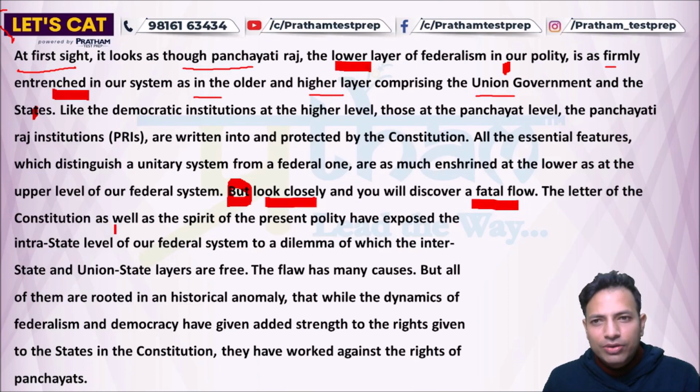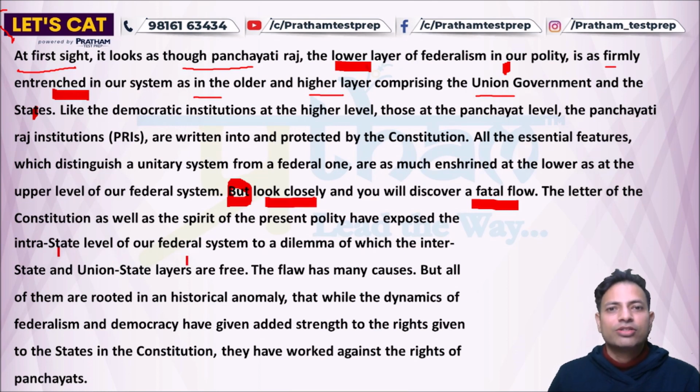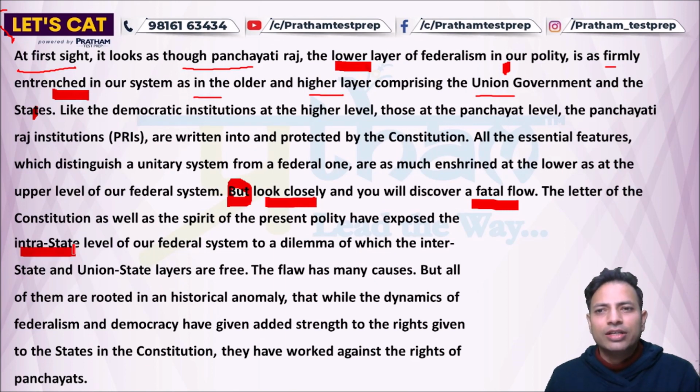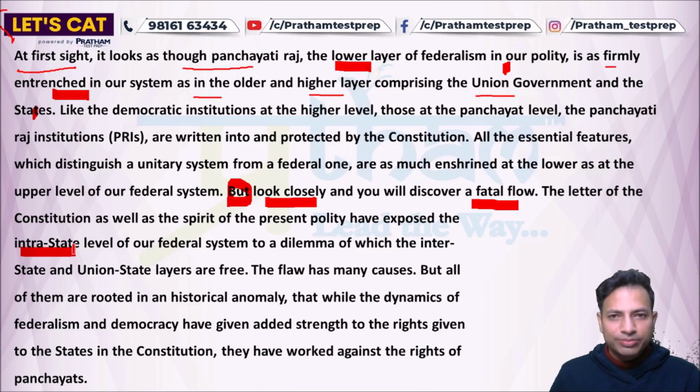The letter of the constitution as well as the spirit of the present polity have exposed the intra-state level of our federal system to a dilemma of which the interstate and union state layers are free. Intra-state what? Intra-state is your Panchayati Raj system. Okay, the flaw has many causes.